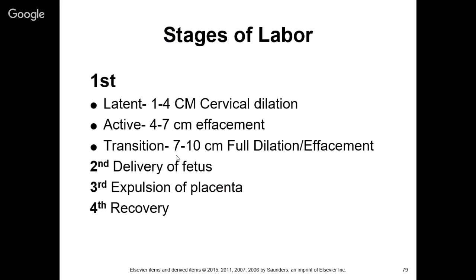So remember that transition phase lasts about an hour, and that's the time that you don't want to give opioid analgesics, because the infant's going to be most likely born within an hour, and then you could have respiratory distress in that infant. So that transition, the last 3 centimeters, is the very end. And then the fetus, the placenta, and the recovery. So there's 4 stages of delivery, but there's 4 stages of actual labor.